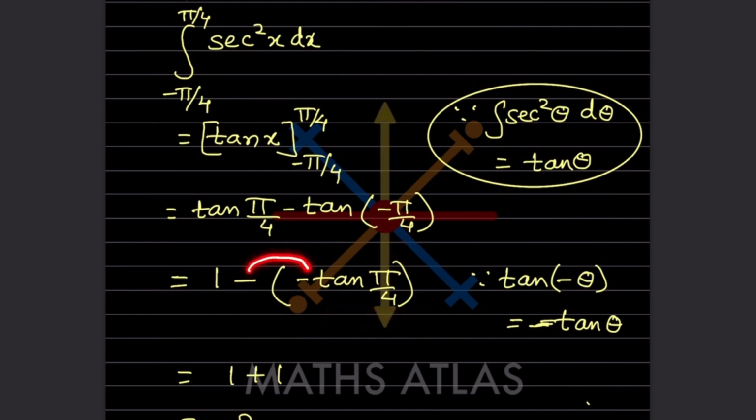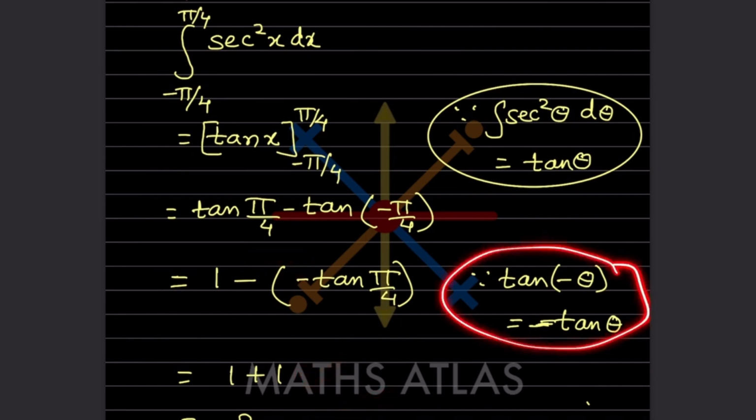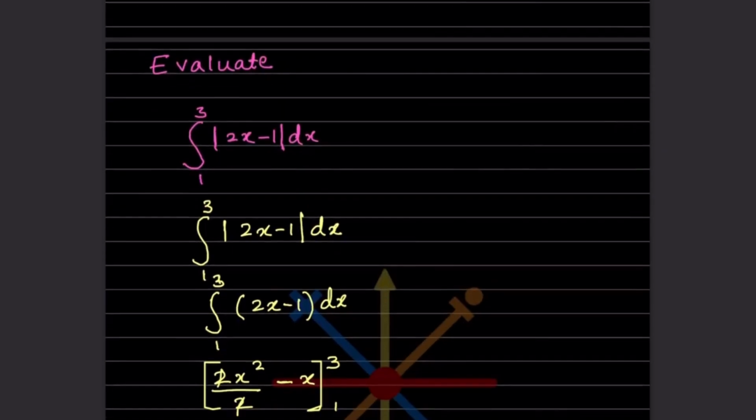So now what we can do, this minus becomes plus. So here tan of pi by 4, this will be 1. So again you will write minus plus, so here you will get 1 plus 1, that is 2. So just remember the formulas well.